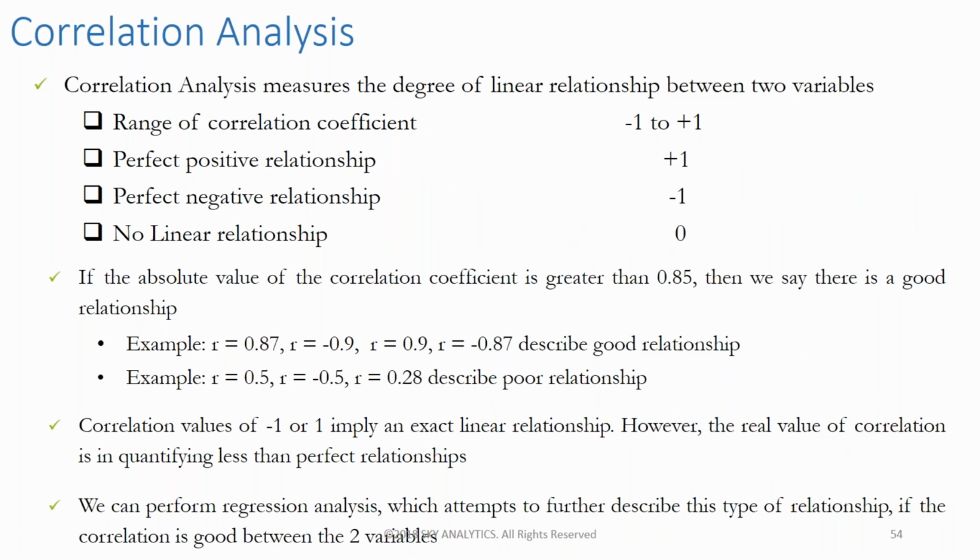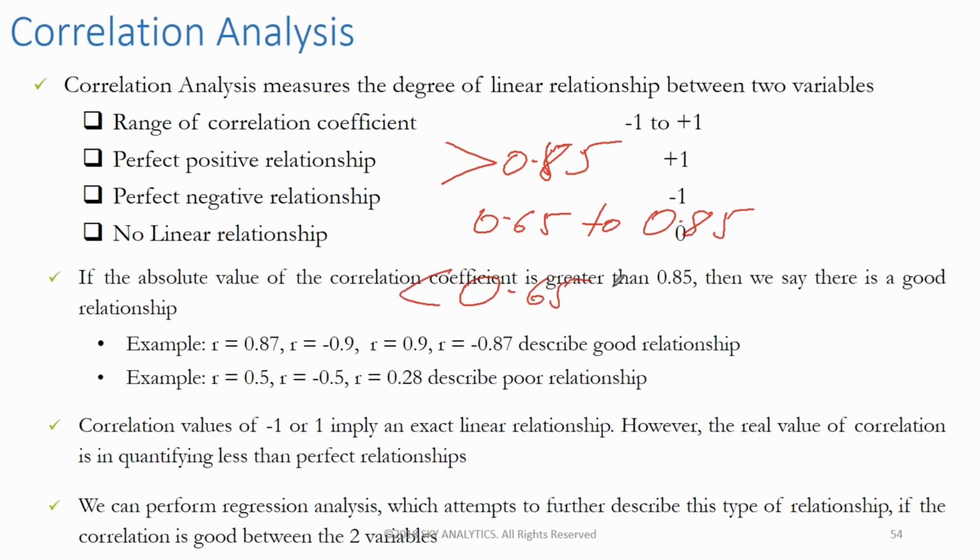So write down this. Greater than 0.85, strong. Between 0.65 to 0.85, it is moderate. Less than 0.65, it is poor. Positive correlation, whether it can be plus or minus, I'll put it here, plus or minus. If it is positive, it is positive correlation. If it is negative, it is negative correlation. Try to understand in that.